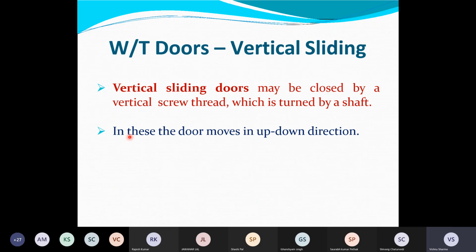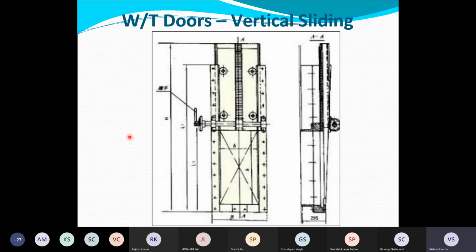Now we come to the power operated sliding doors. Vertical sliding doors may be closed by a vertical screw thread, which is turned on a shaft. In these the doors move up and down. Vertical doors, obviously vertical sliding doors would move up and down. You can see this one. It's a very simple arrangement.